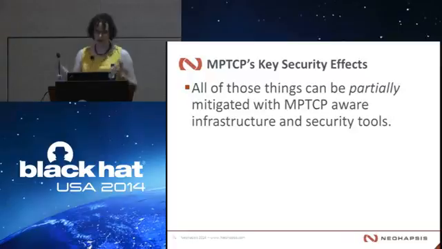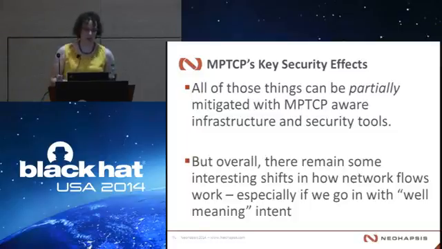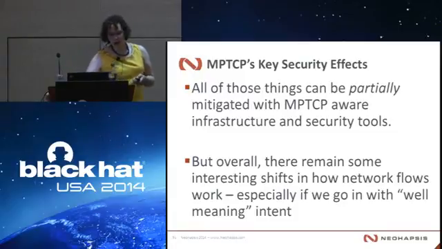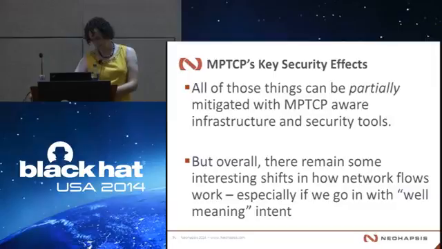You can partially mitigate them if you're aware of it. You can correlate the things you do see. So if you have multiple streams and you see them, great, you can strap them together, you know what's going on. But it still changes how networking works and how network flows work. And if some nefarious security researcher, shall we call them, goes in with well-meaning intent, we can break all sorts of things.